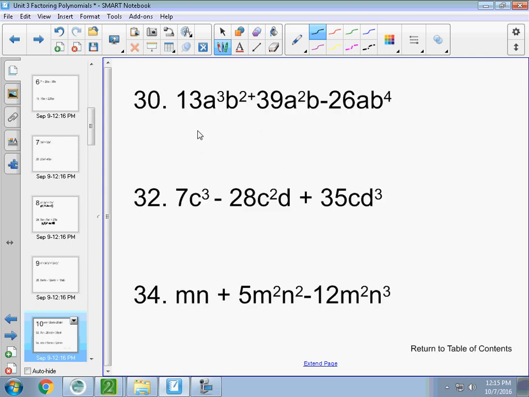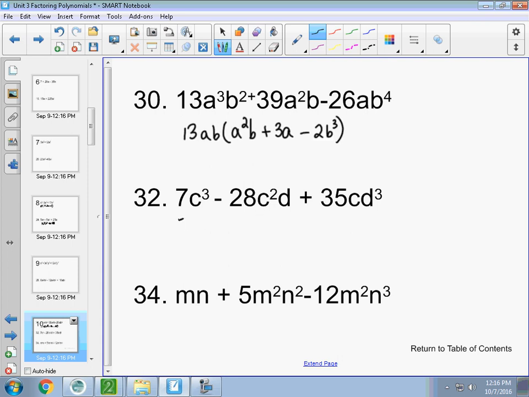Number 30, I could factor out a 13. They all share at least an a, and they all share at least a b, so that's going to leave me with a squared b plus 3a minus 2b to the third.